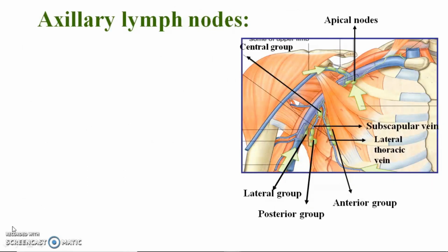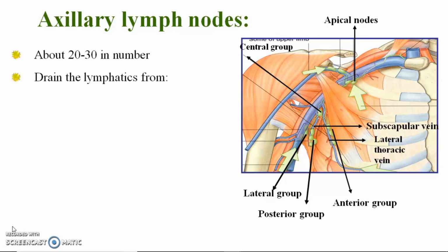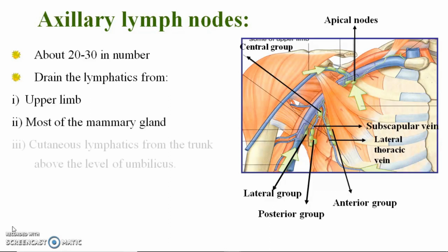Now we will move on to the next important content, that is axillary lymph nodes. Lymph nodes are arranged in our upper limb region, mainly in the axilla. As we studied before in the mammary gland, it is very easy for us to remember these things in detail now. The axillary lymph nodes, a major content of the axilla, will be 20 to 30 in number and drain the lymphatics from the upper limb and most of the mammary gland, as we know already, and cutaneous lymphatics from the trunk above the level of the umbilicus.